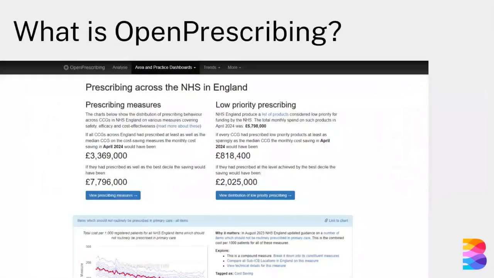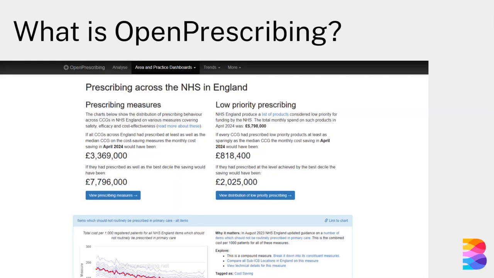So this is where OpenPrescribing comes in. We take these data files and we present them in a way that facilitates benchmarking, so benchmarking across different GP practices or different levels, and also makes it much easier to do further analysis. I'll go into a little bit more detail further in the talk.